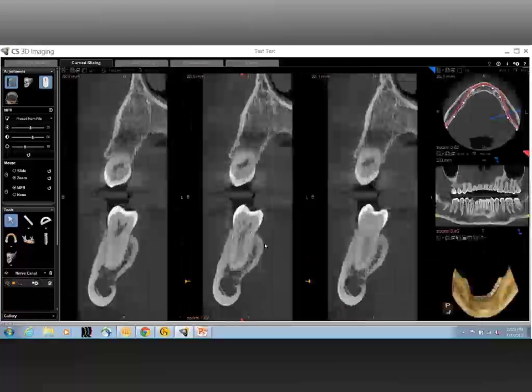So I see now that you are focusing in on the MPR views, and here you are demonstrating the nerve canal.